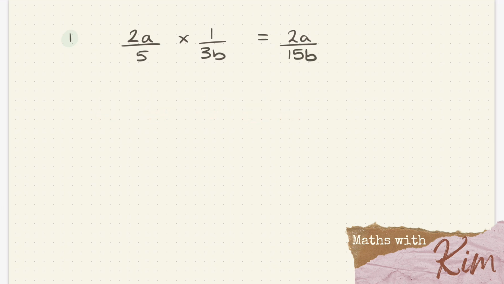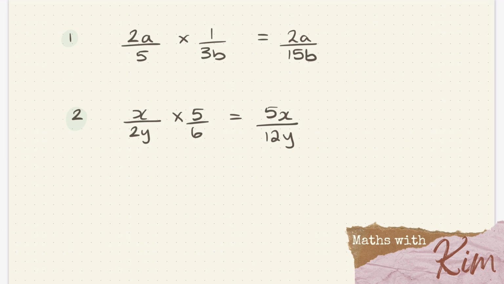So let's try another question. We have got x over 2y times 5 over 6. Again, we're going to multiply straight across. X times 5 gives me 5x. And then 2y times 6. 2 times 6 is 12. And we still have the y, so it's 12y.